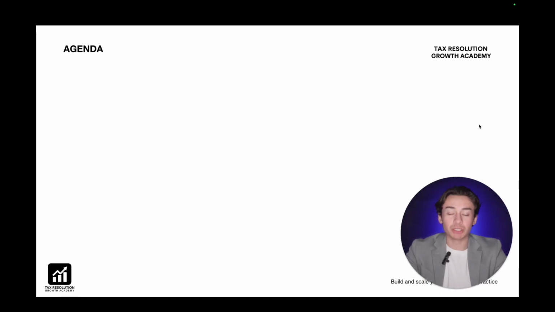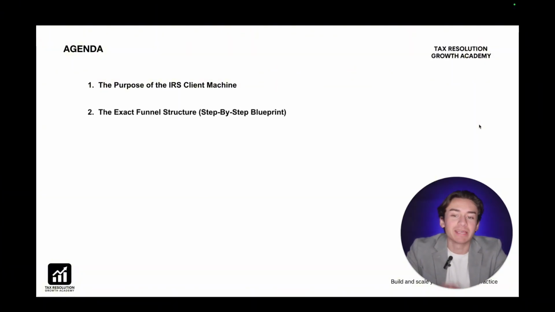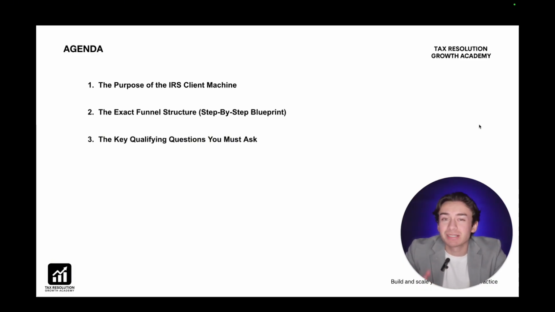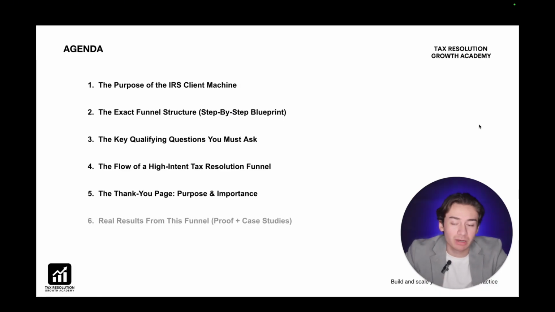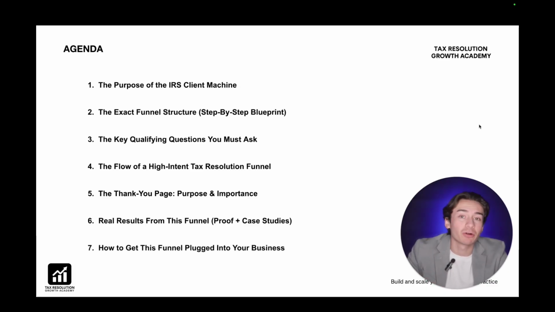Let me walk you through exactly what we're covering today. Here's our agenda. Number one, the purpose of the IRS client machine. Number two, the exact funnel structure, step by step. Number three, the key qualifying questions you must ask. Number four, the flow of a high intent tax resolution funnel. Number five, the thank you page, the purpose and importance of it. Number six, real results from this funnel, proof plus case studies. Number seven, how to get this funnel plugged into your business as soon as today. So let's jump right in.